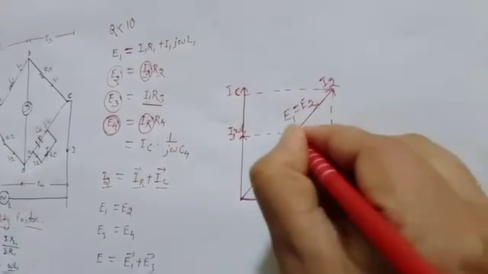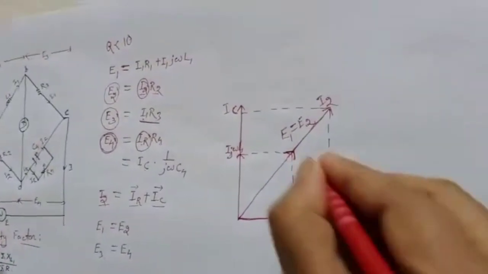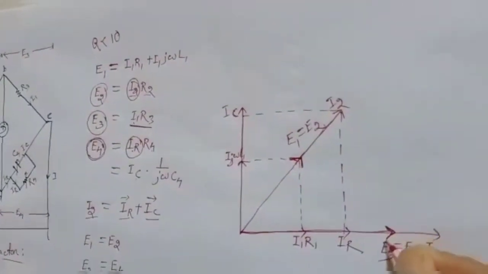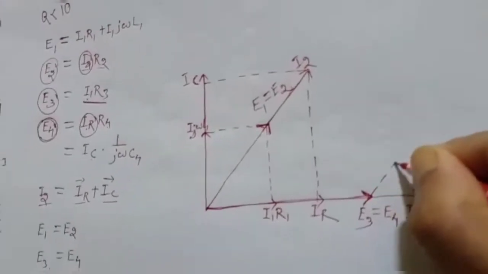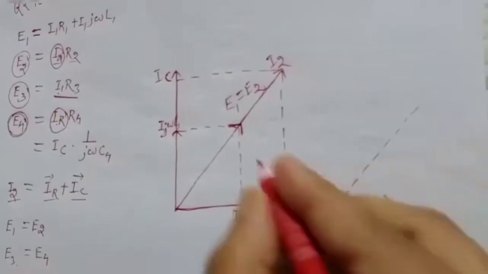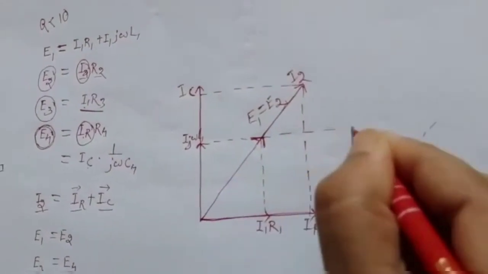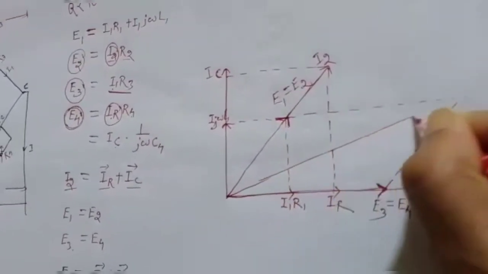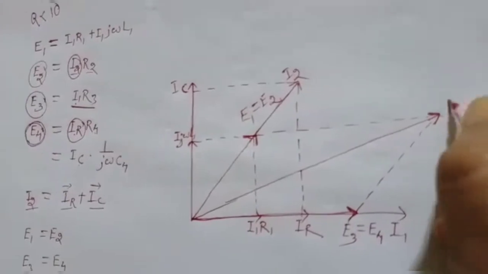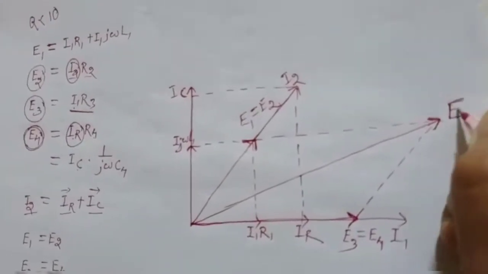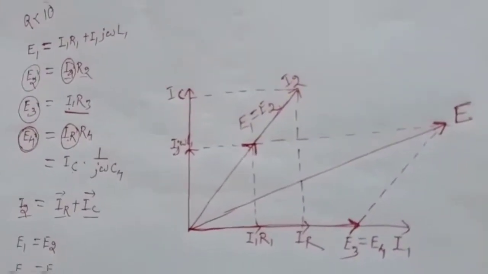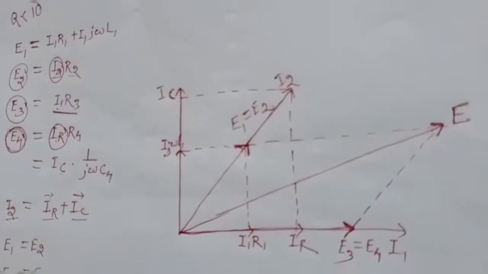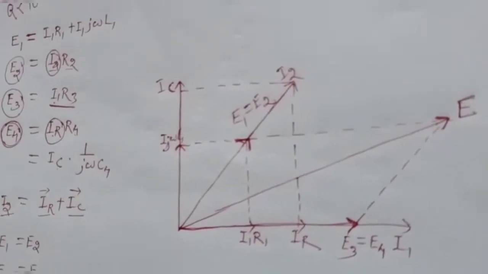And finally we have to draw E, because we have E1, E2, E3, E4. Now we can easily draw the total voltage E. Now this is the result. This is here the total circuit voltage E. So this is the phasor diagram of Maxwell's inductance capacitance bridge. In the next video we will discuss the Hays bridge.